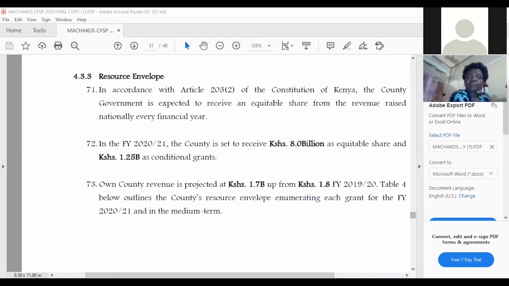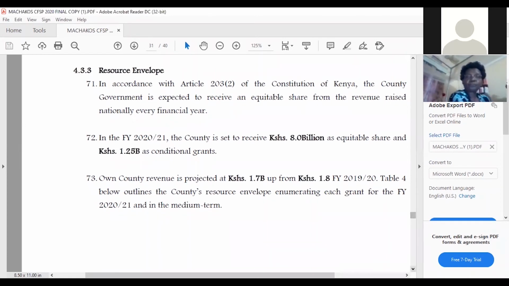We're going to start sharing about the resource envelope. So in accordance with Article 203(2) of the Constitution of Kenya, that is why I told you, even the other budget champions who have not been able to join us today, that these key government budget documents are in line with the legal framework set by the government. So you find that there is the Public Finance Management Act 2012 that they have to adhere to, also the County Government Act 2012, and also the Constitution of Kenya.